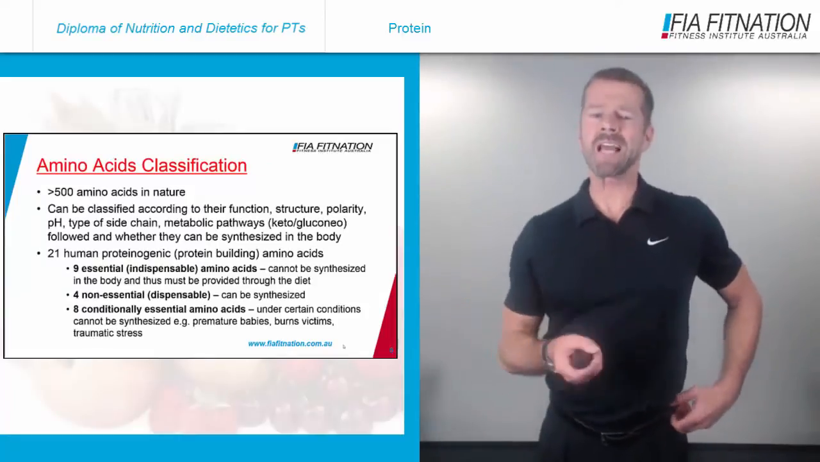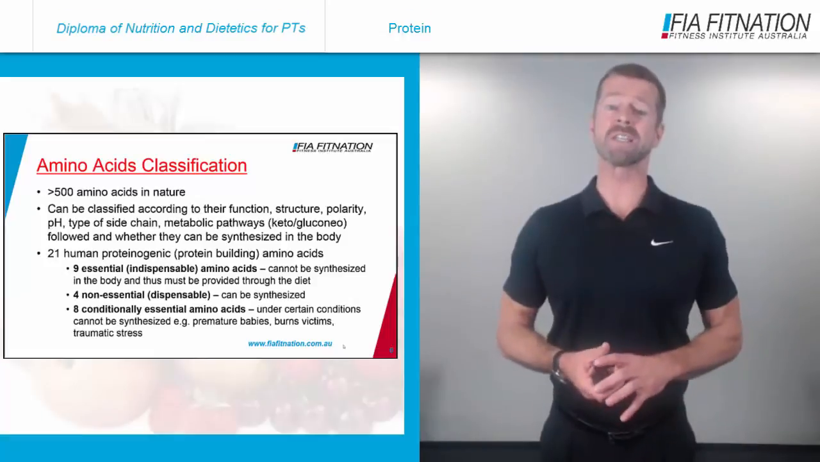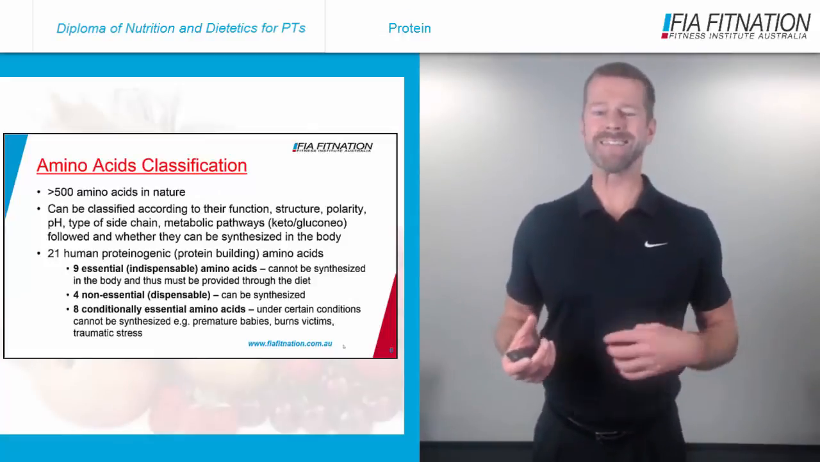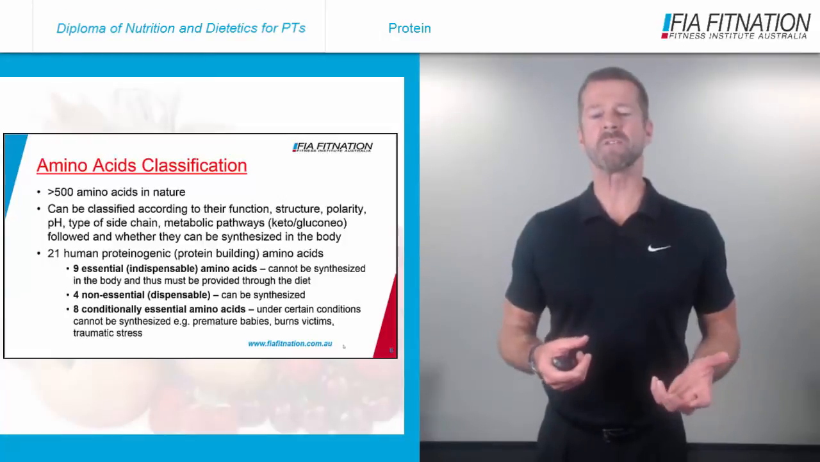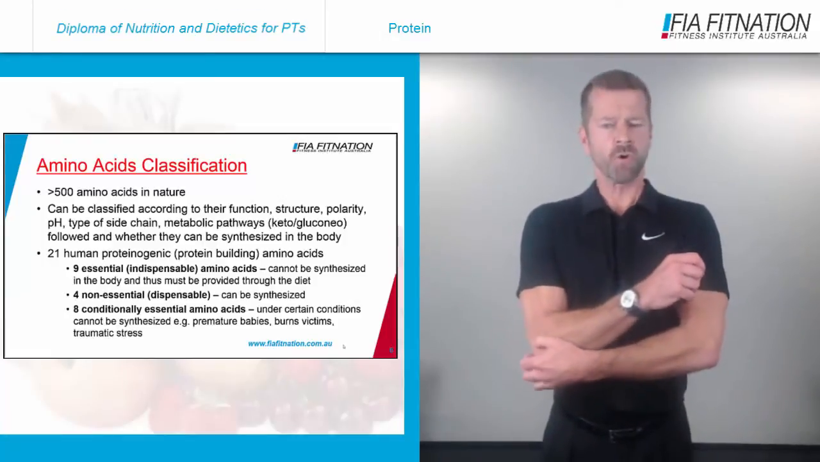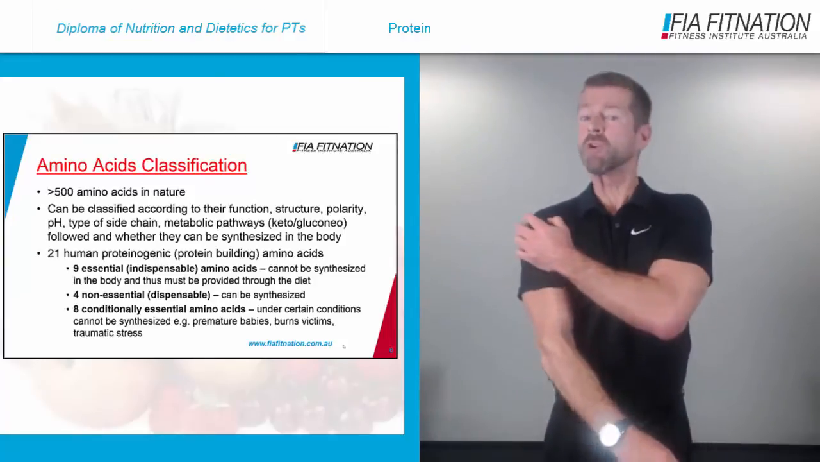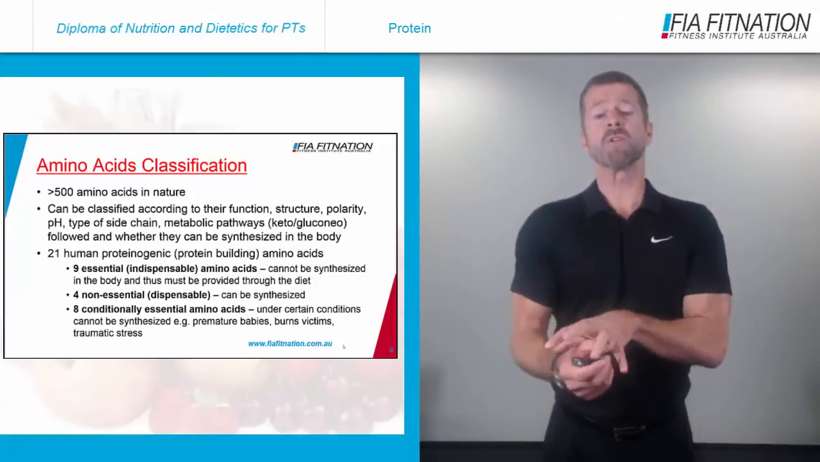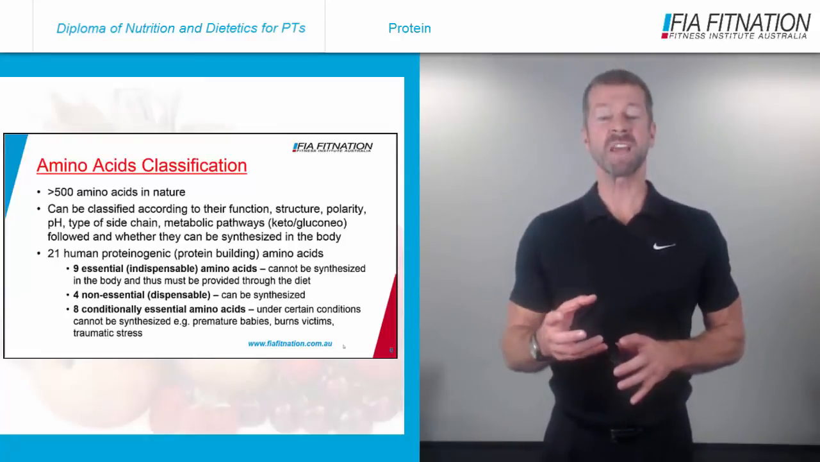So, classification of amino acids. There are more than 500 amino acids in nature. The human body doesn't need that many, but we can actually classify them in many different ways. We can classify them according to their function. So some of them could be structural. Some of them could be energetic. We could define them in terms of their structure.